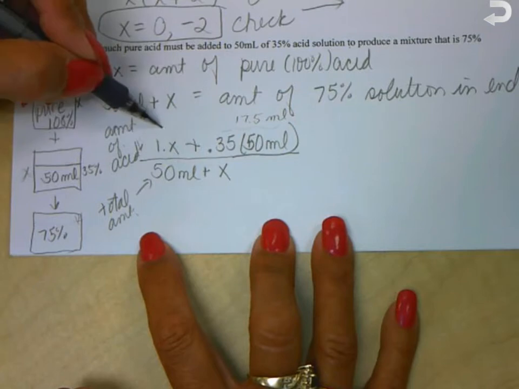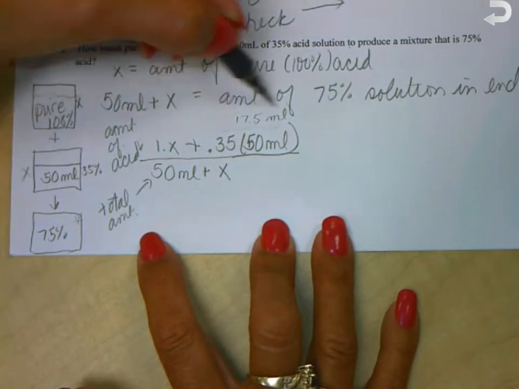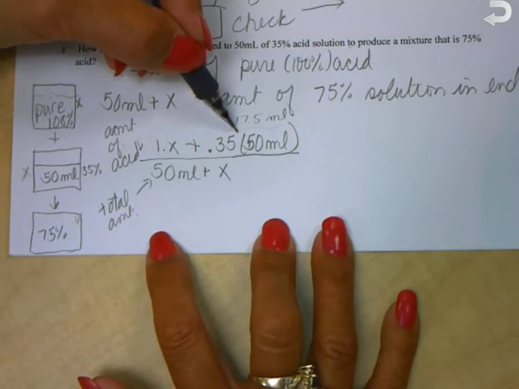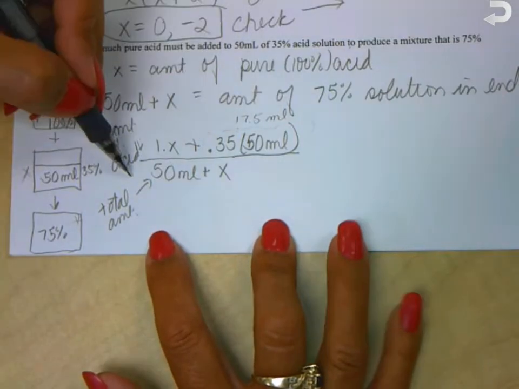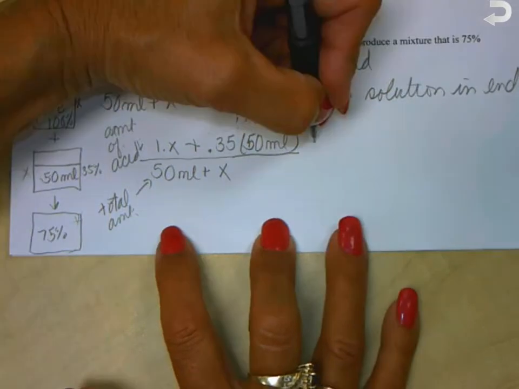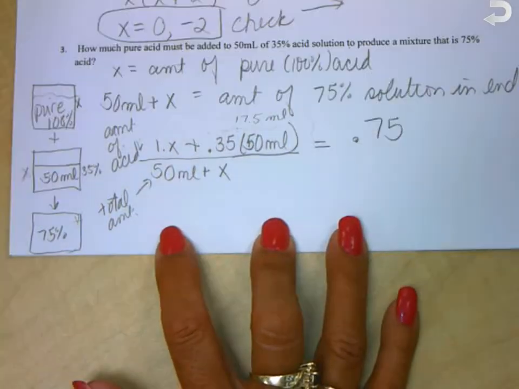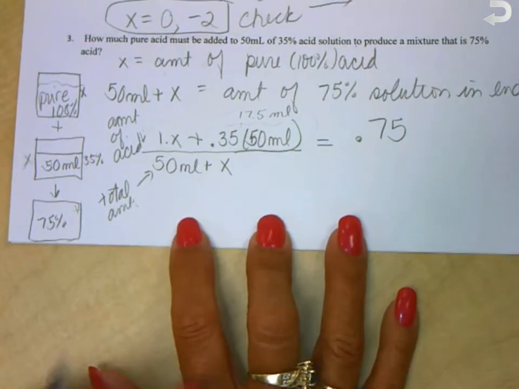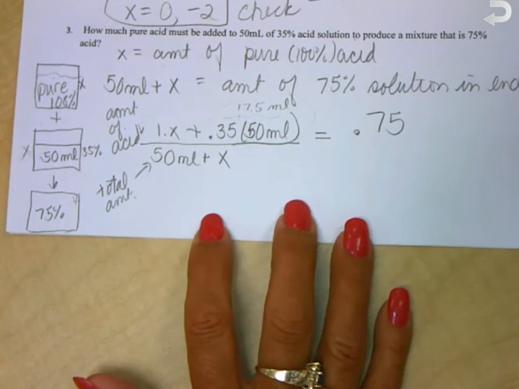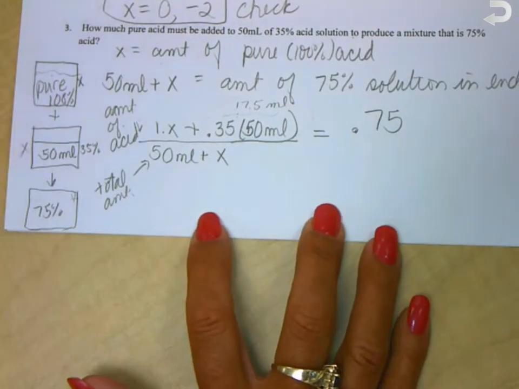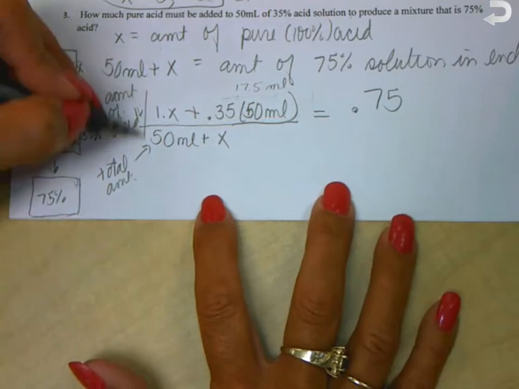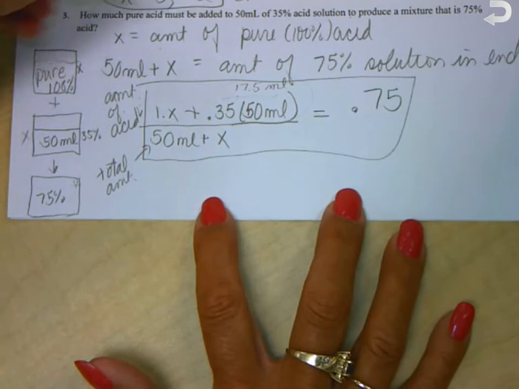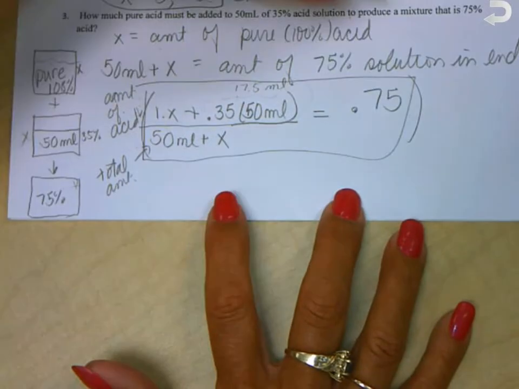And so when I want to figure out an equation to describe what's going to be in my third beaker, I know that the amount of acid is coming from the pure acid and from my beaker of the 35% acid. The amount of acid divided by total solution needs to be 75%. So now if I solve that equation, I can determine what my X value is so that this beaker will have the 75% solution. So this is my equation.